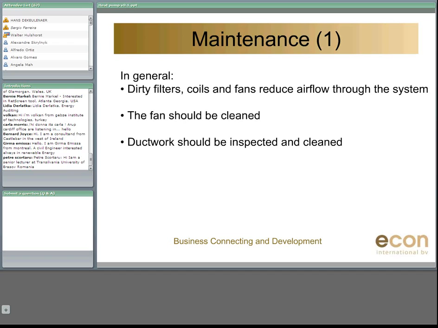Ductwork, well, I already told you that it's very important. It should be inspected and cleaned, to ensure that the airflow is not obstructed by loose insulation or abnormal buildup of dust or whatever. And please also note that the fans where the heating is coming out are not blocked by furniture, carpets or other items that can block your airflow.